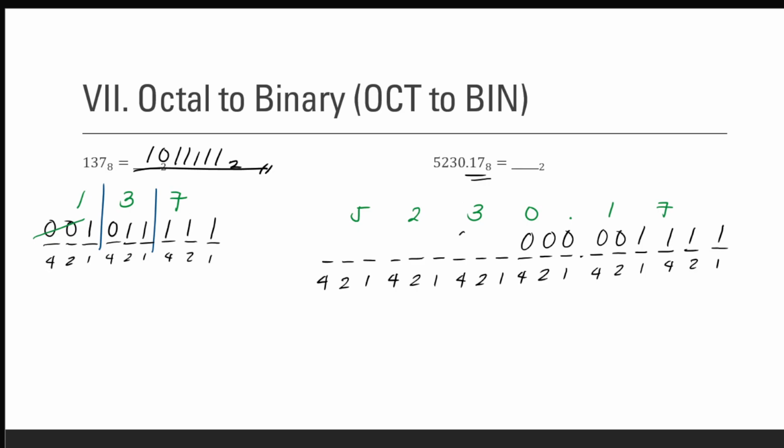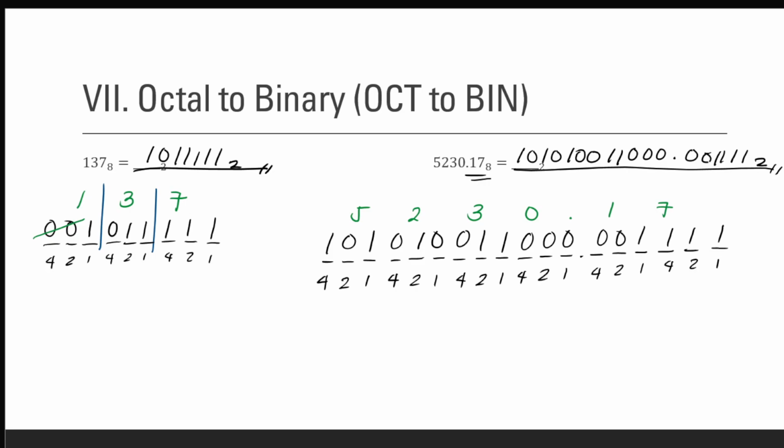Okay, then we have 3. So we have 0, 1, 1, because 2 plus 1 is 3. Then we have 0, 1, 0 for 2. And for 5, we have 1, 0, 1. So therefore, we have our answer. For our octal to binary, we have 1, 0, 1, 0, 1, 0, 0, 1, 1, 0, 0, 0, point, 0, 0, 1, 1, 1, 1. Okay, so this is base 2 and this is our answer. So that is how we convert octal to binary number system.